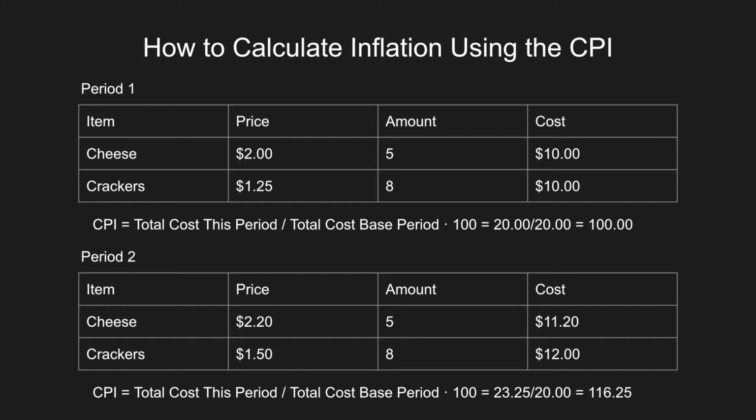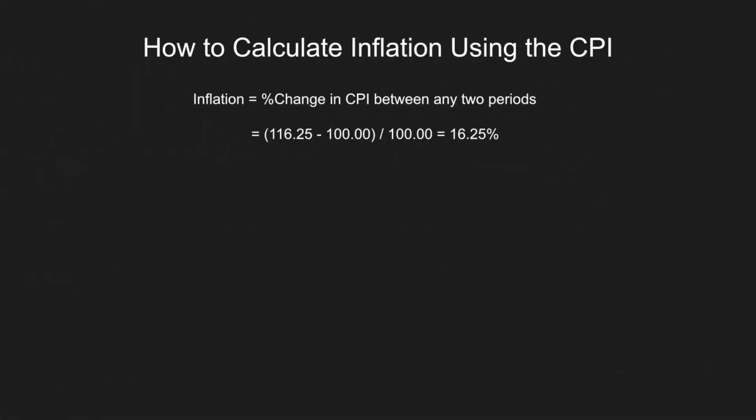The assumption is that period 1 is a base period, the period to which all other periods are compared. To find the rate of inflation, we simply have to find the rate of change in CPI between any two periods. In this example, that will be 16.25%, as shown below.